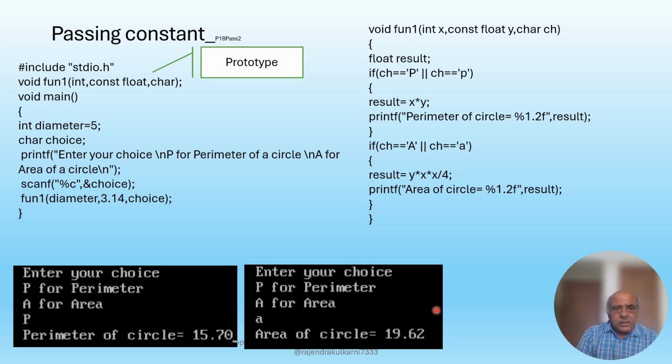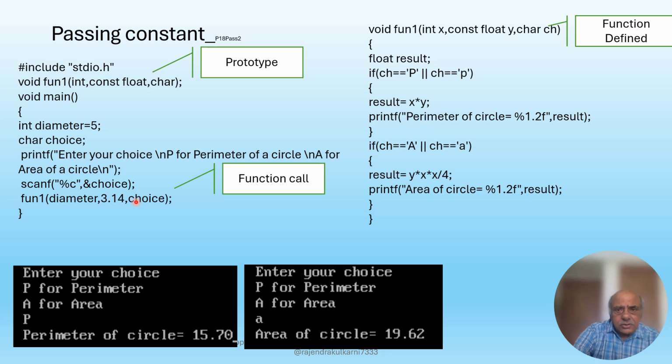So void fun1 into the bracket int comma const float comma char is the prototype. In the main, fun1 into the bracket diameter, 3.14 and choice is the function call, and in the function definition, whatever values are being passed from the function call are being assigned to an int variable x, a float constant variable y, and a char ch.